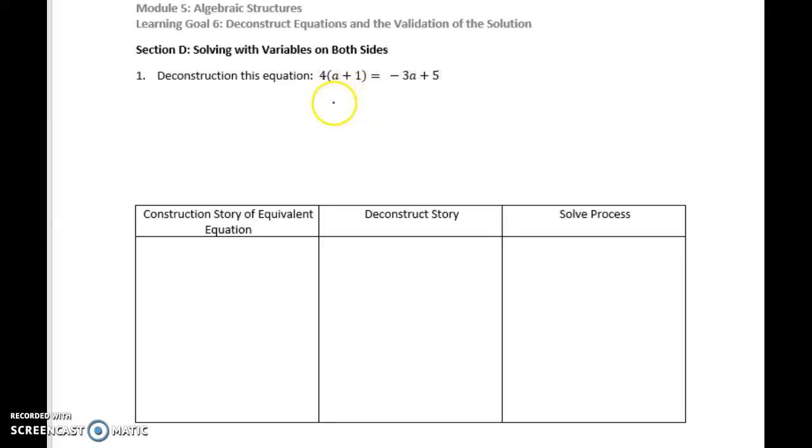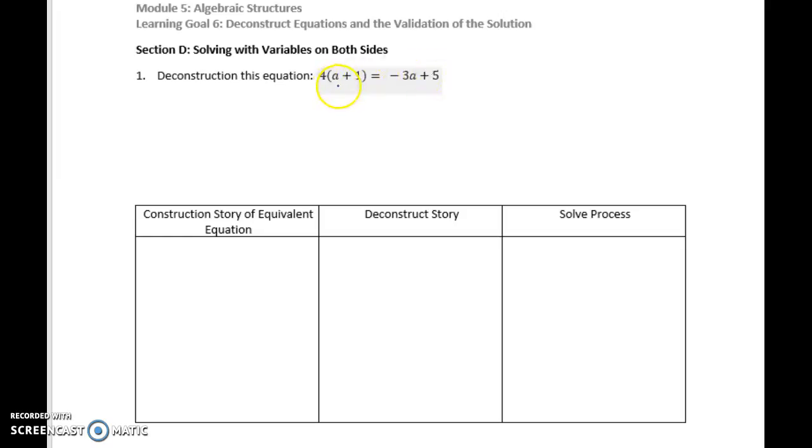Okay, now we want to look at when we have variables on both sides. So we see here that A is on this side and A is on this side. And the first question we want to ask ourselves is, can we write the story of the variable at this point? And the answer is no, because we have A on this side and we have A on this side.